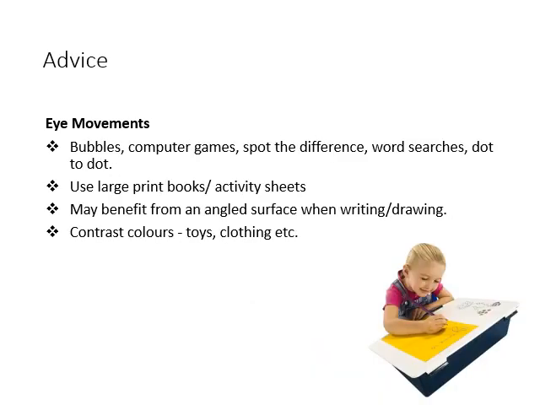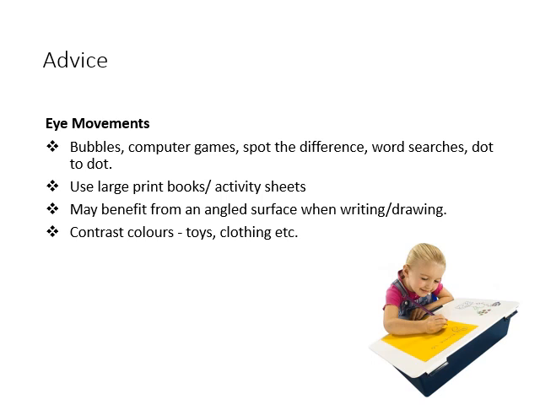To help support with these difficulties, you could try activities such as tracking games, bubbles, computer games, spot the difference, word searches, and dot to dot. Use large print books or activity sheets. Instead of asking the child to copy from the board, provide them with a printout from the whiteboard so they don't have to keep looking up and down to copy the work, which can be quite difficult.